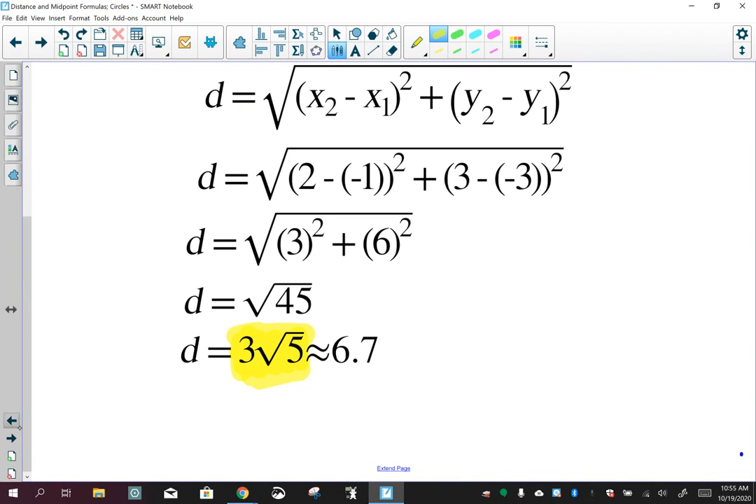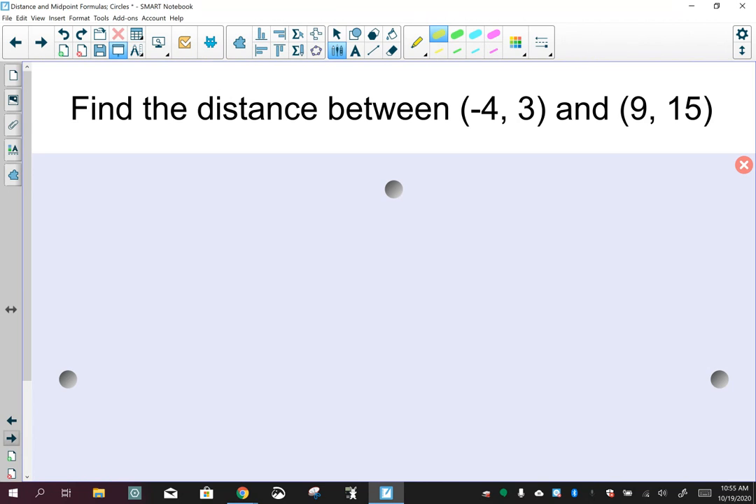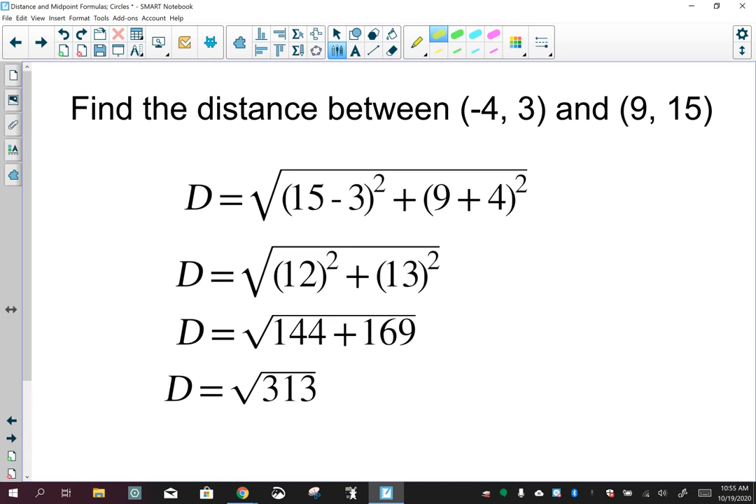So I have one for you to try. Find the distance between (-4, 3) and (9, 15). Take a couple of moments, hit the pause button, and try this problem. All right, welcome back. So let's see how you did. If everything is done correctly, you should get the square root of 313. There is nothing else I can do with the square root of 313. So I am done at that point. You just leave it alone.